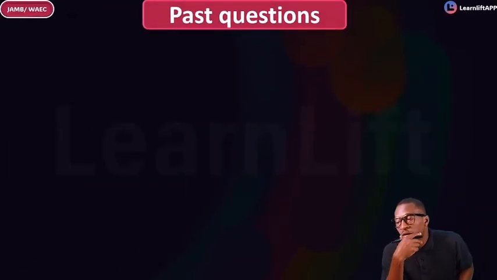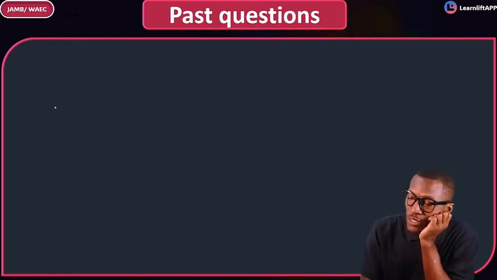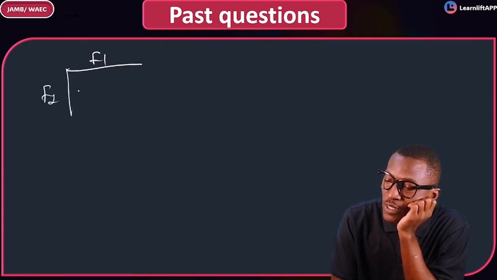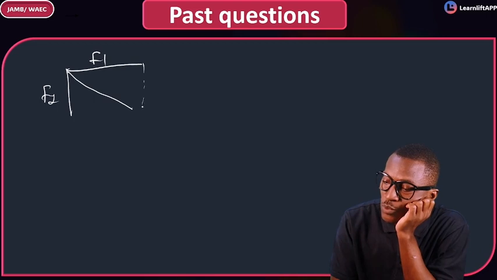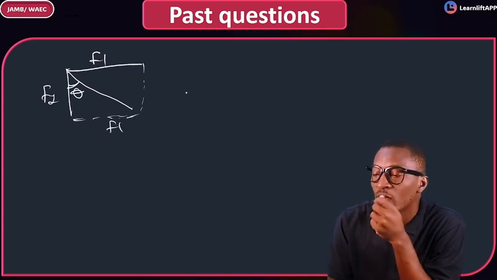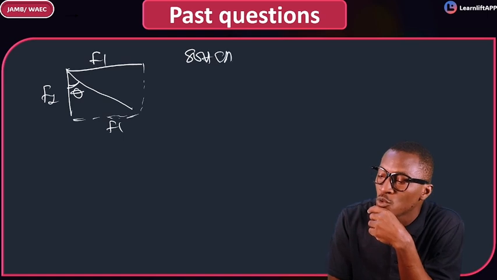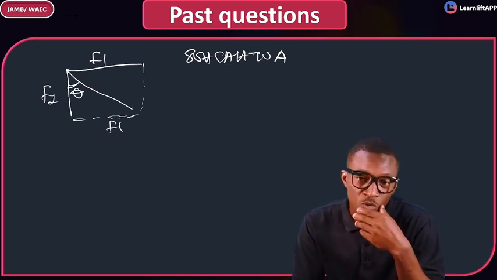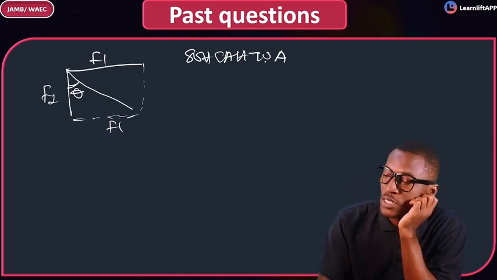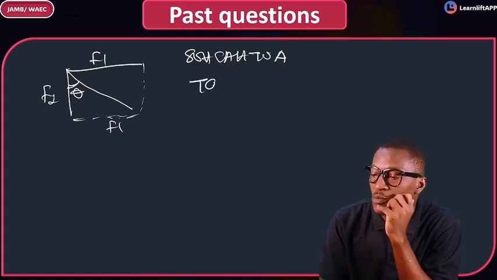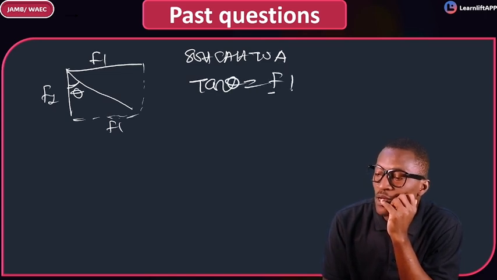So let's go back and try to draw that diagram. We have something of this nature to be our F1, and we have this to be our F2. Say this will be our resultant. So we're going to balance here, here becomes the angle theta. So this will also be our F1. Now from your SOHCAHTOA, if you are used to scalar and vector, you should know that to find the angle it will be tan. But look at it, this will be the opposite, and this will be the adjacent. So tan theta will now be equal to F1 all over F2.